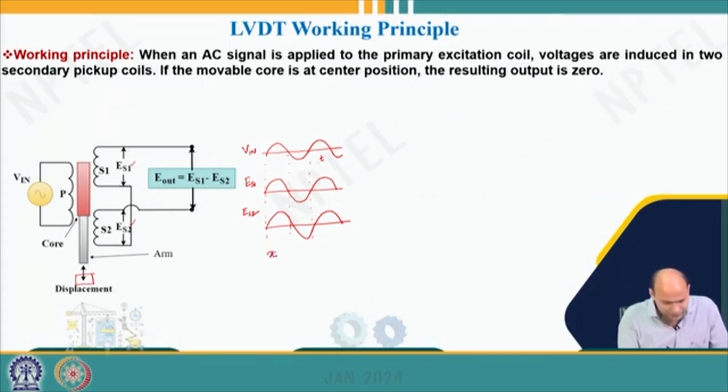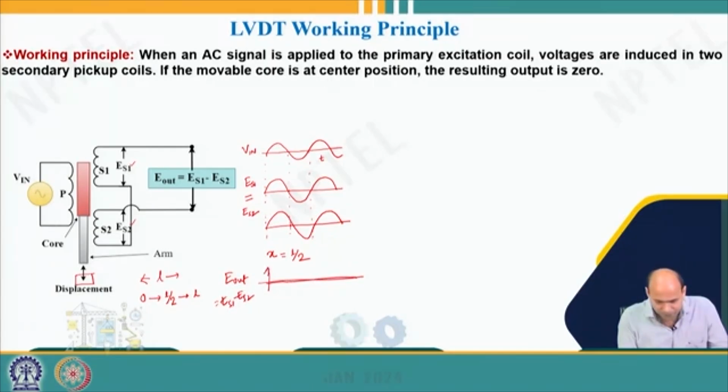And suppose I consider the total length as L, then I can divide this L into 0, L by 2 and L, these 3 positions. So when x equals L by 2, at that position, that means the core is at central position, then both ES1 and ES2 are equal. So my output voltage E out, that is nothing but ES1 minus ES2, that will be simply 0, is not it?